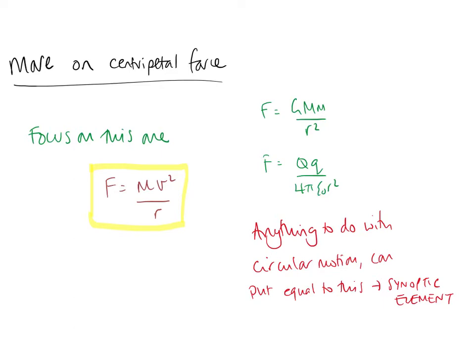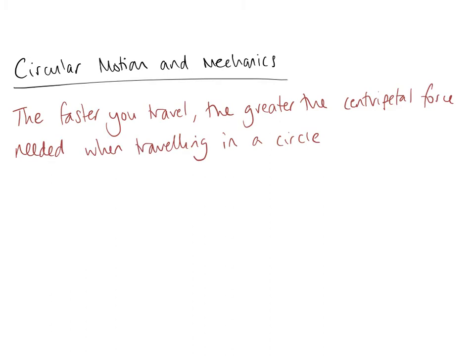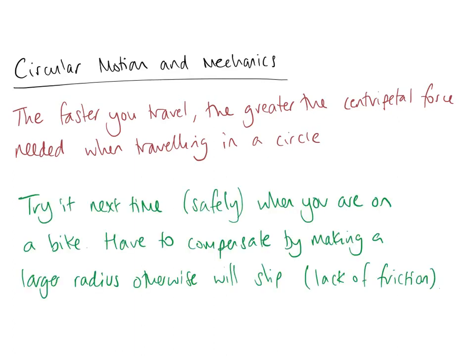It's a really good example of a synoptic element of the course, where you've got to merge this equation with anything that goes round in a circle. Another synoptic element is in mechanics. When you go round in a circle, the faster you travel, the greater the centripetal force needed in order to do so. So, safely, next time you're on a bike, try and go round in a circle faster and faster. What you'll find is you'll get to a point where you need to compensate and you'll end up getting a larger radius. You'll move further away from the centre of your circle because there isn't enough friction. The force pulling you in as you go faster needs to get bigger and bigger and bigger, and that's when, of course, accidents might happen.